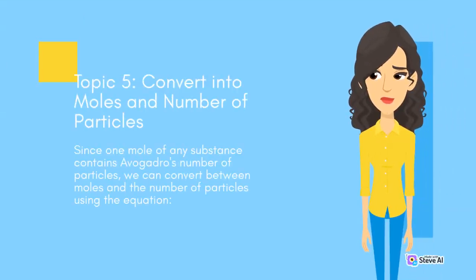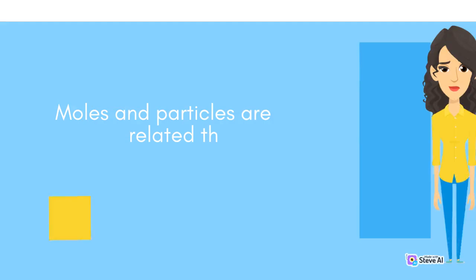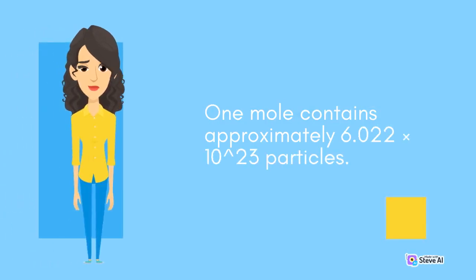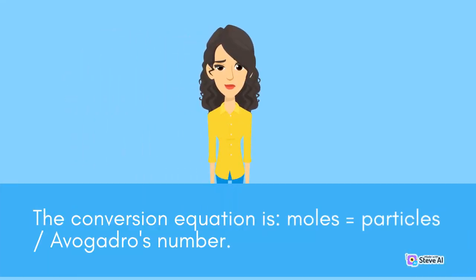Topic 5: Convert between moles and number of particles. Since 1 mole of any substance contains Avogadro's number of particles, we can convert between moles and the number of particles using an equation. Moles and particles are related through Avogadro's number. 1 mole contains approximately 6.022 times 10 to the power of 23 particles. The conversion equation is moles equals particles divided by Avogadro's number.